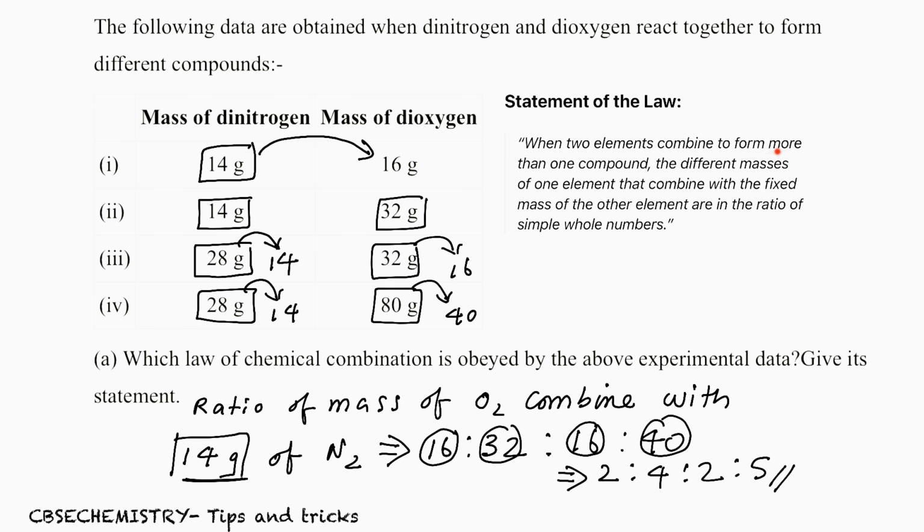When two elements combine to form more than one compound, the different masses of one element, here it is oxygen, that combine with the fixed mass of the other element, here it is nitrogen, are in the ratio of simple whole numbers. Remember, here the law is the law of multiple proportion, and this is the statement for that. Okay, this is the statement.